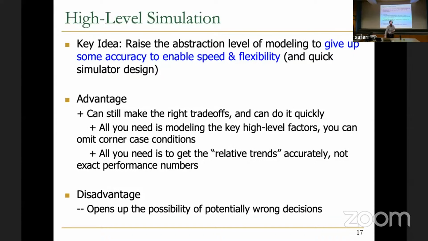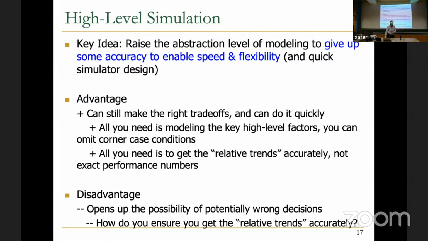So the disadvantage over here is clearly it opens up the possibility of potentially wrong decisions. If you omit the wrong things, or if you don't model some things a little bit more carefully, then you can actually get into potentially wrong decisions. For example, if you don't model lots of stuff in your memory and your workload is extremely memory bound and is affected by all of these things that we've talked about in the DRAM, then you're probably going to make a lot of wrong decisions if your simulator doesn't model things.